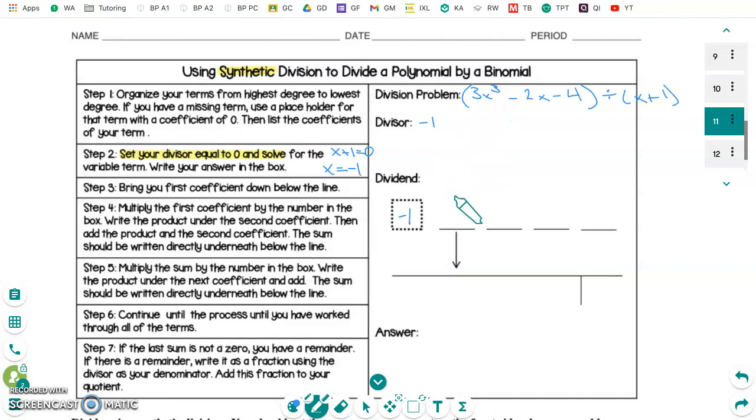Next thing we're going to do is write only the coefficients here. I'm going to just write our coefficients, and we're going to leave out the x's. So 3, and remember there's a missing x squared here. We still have to put that missing one in. The 0, negative 2, negative 4.